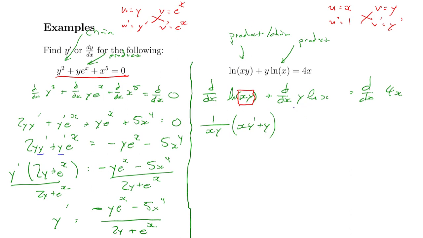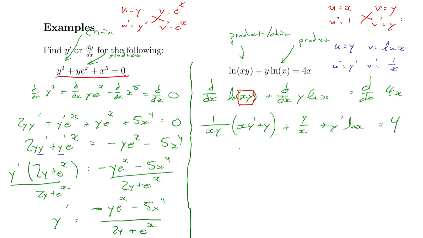Similarly, I'll do this one in blue. We have another product rule here where u is y and v is natural log x. So u prime is y prime and v prime is 1 over x. So we end up with plus y times 1 over x. So maybe I'll just say y over x plus y prime natural log x. And my derivative of 4x is 4.